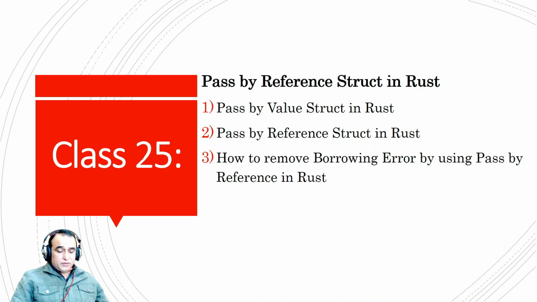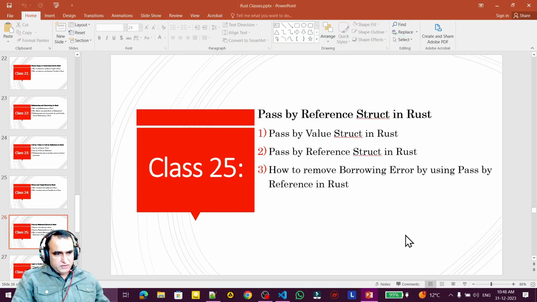In this class number 25, we are going to learn pass by reference of a structure in Rust. For understanding this, we have to understand the concept of pass by value of a structure, then pass by reference of a structure, then how to remove the boring error that comes when we pass the structure into the function. That we are going to understand. So let's start with the practical.